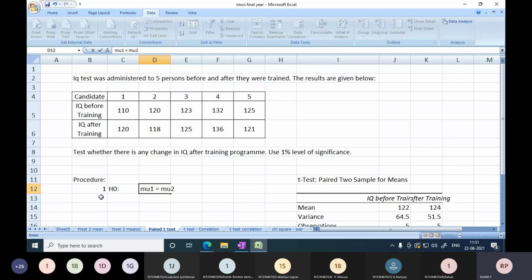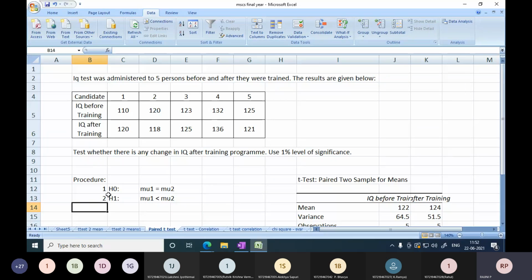Step 2, H1, construct the alternative hypothesis. What is that here? mu1 less than mu2. Very good. Why are we taking less than mu2? Because you need to think logically before writing the alternative hypothesis. If you are giving the training, we expect the IQ level to increase. That means the IQ level before training is less than the IQ level after training. So it is a left-tailed test.